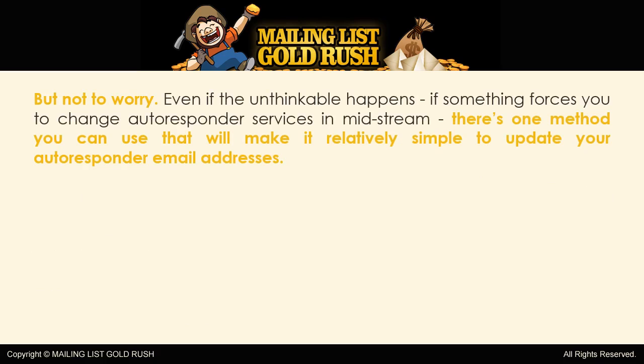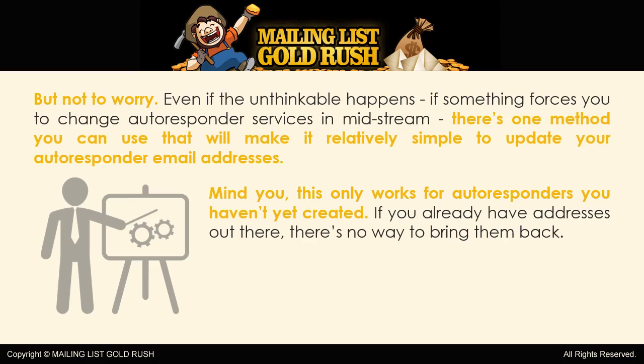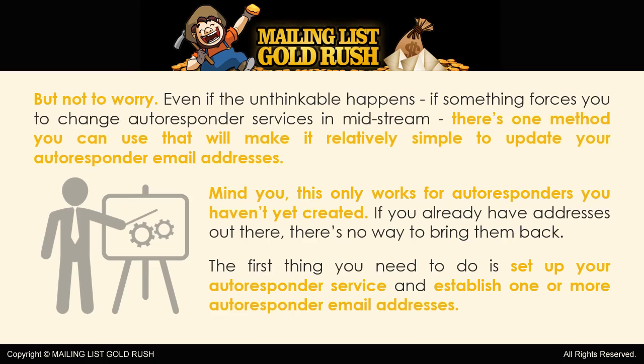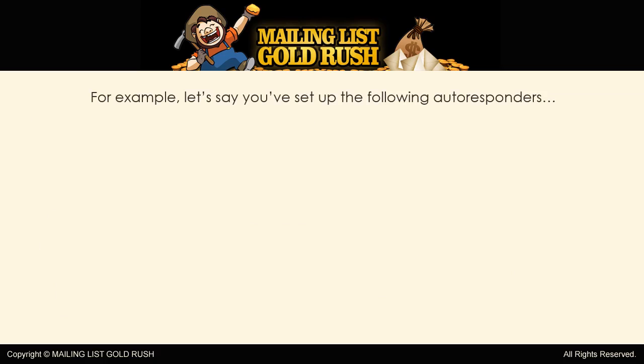But not to worry. Even if the unthinkable happens, if something forces you to change autoresponder services in midstream, there's one method you can use that will make it relatively simple to update your autoresponder email addresses. Mind you, this only works for autoresponders you haven't yet created. If you already have addresses out there, there's no way to bring them back. The first thing you need to do is set up your autoresponder service and establish one or more autoresponder email addresses. For example, let's say you've set up the following autoresponders.